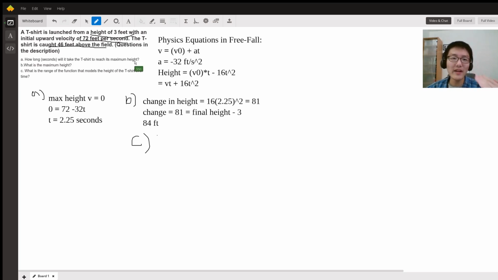Now, remember how I told you earlier that our lowest height is 3 feet. And notice that we talked about our change in height, which is 81 feet. So the change, 81, equals the final height minus 3. So the highest height that you will reach is 84 feet. Right, and that should be it.